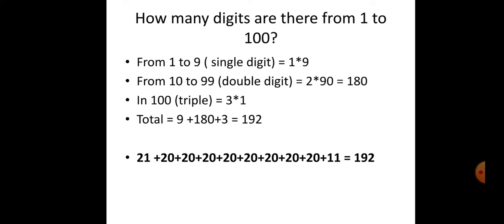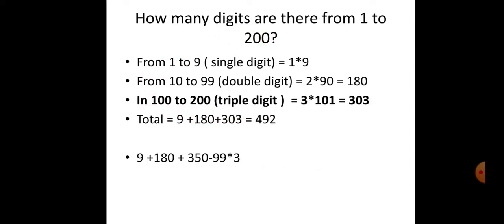Now for this type of questions we can write like this as well. We can find the answer like this as well. So digit 1 appears 21 times, digit 2 appears 20 times. Similarly all digits appear 20 times, and 0 appears 11 times. If we add this all, you will get 192, but this is a lengthy method. You have to do like this: single digit, double digit, and triple digit.